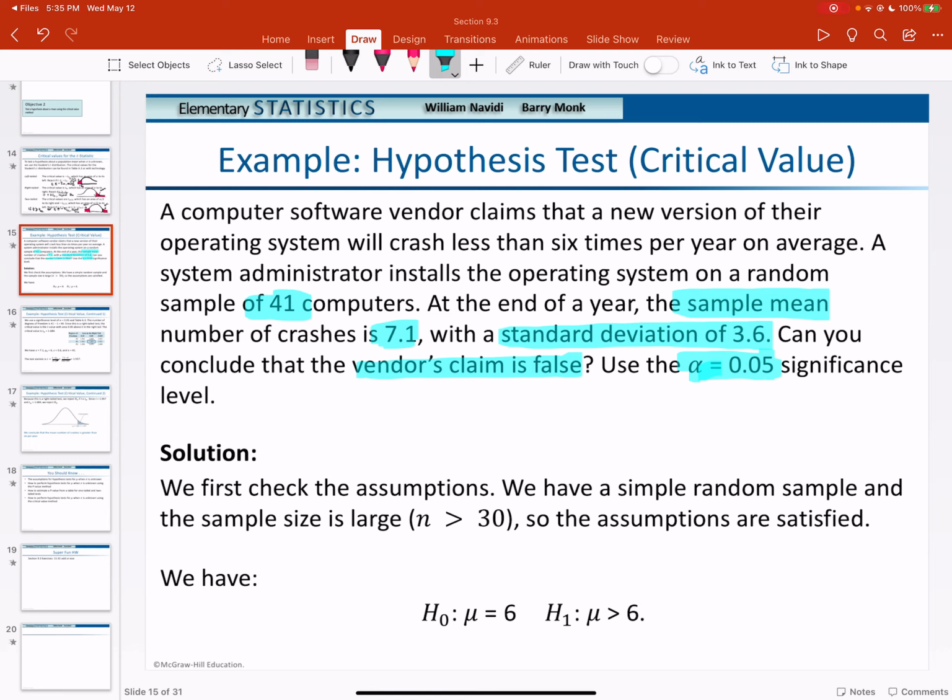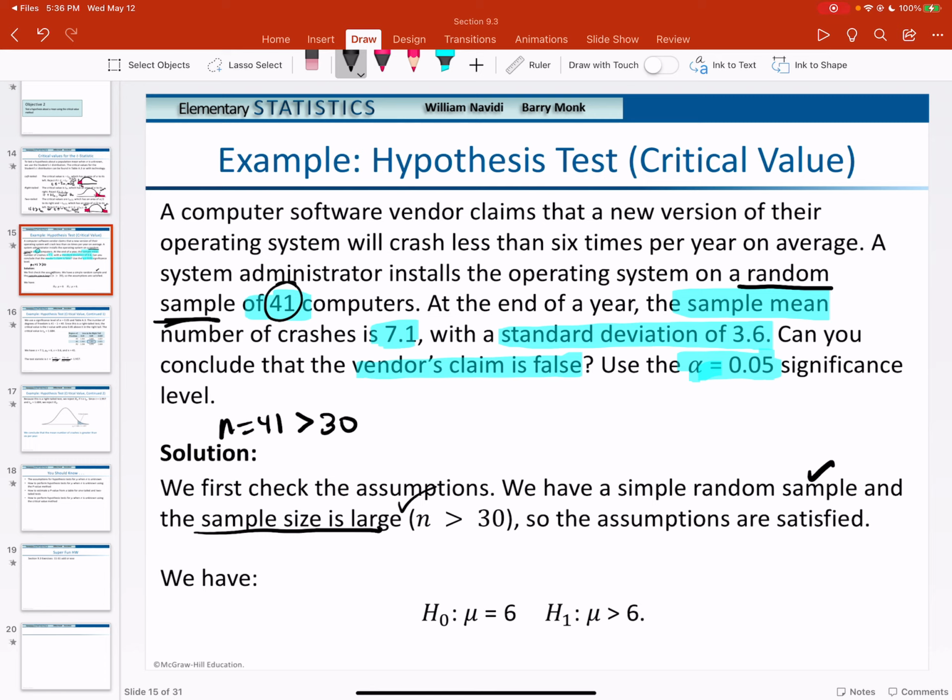So let's check the assumptions. What are our assumptions? We have a simple random sample. Check. And then the sample size has to be large. What's the sample size? 41, so that's bigger than 30, so fine. So we can use this.